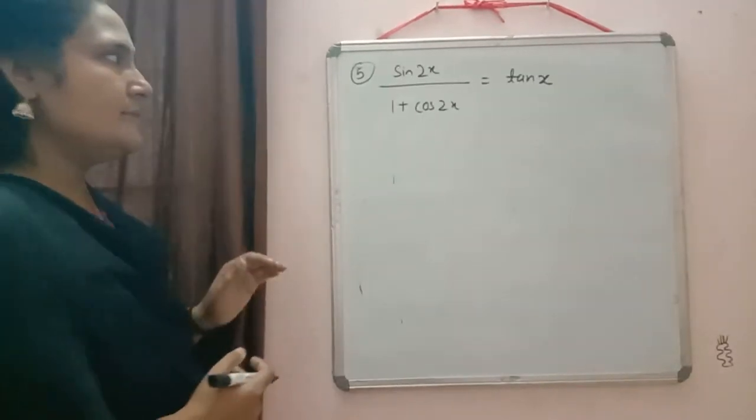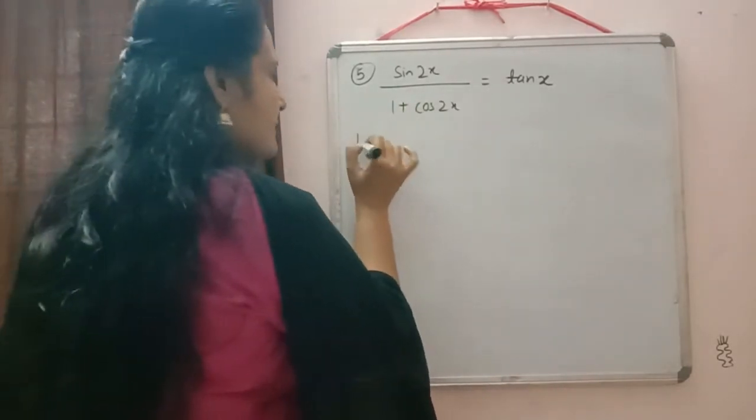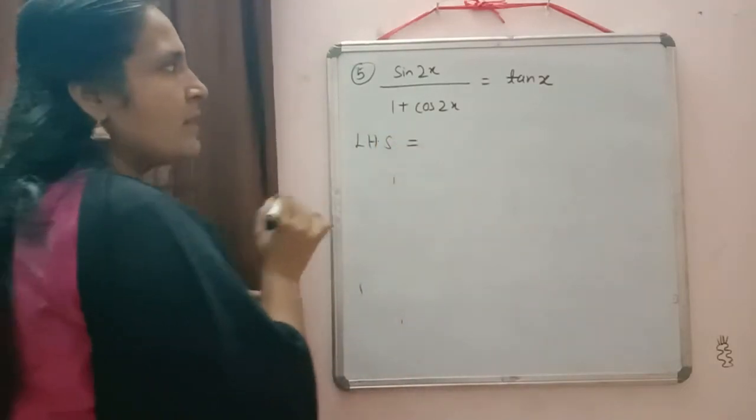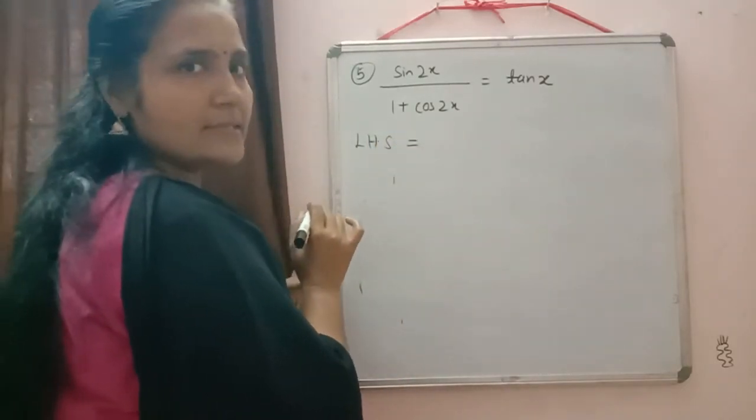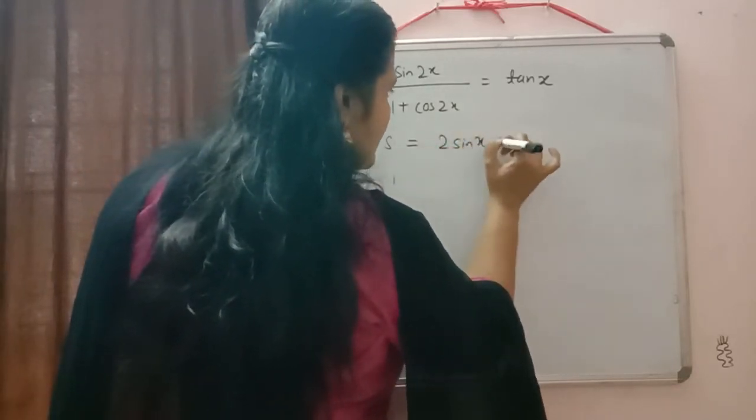Now in this you can check there. We have to prove left hand side is equal to tan x. So again we know the formula, directly we will use the formula. What is the formula of sin 2x? Yes, 2 sin x into cos x.